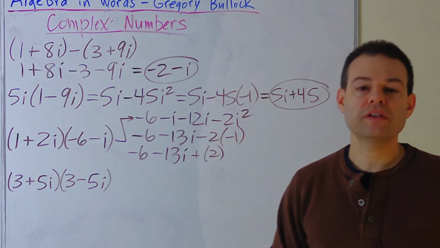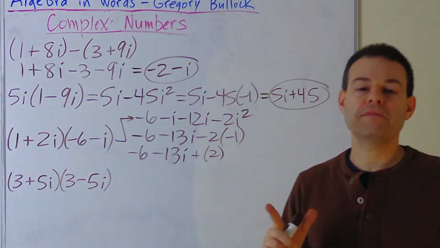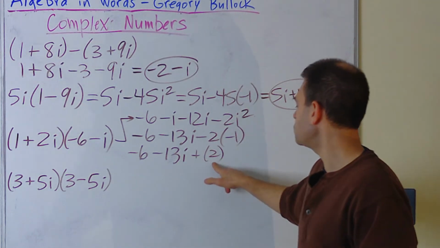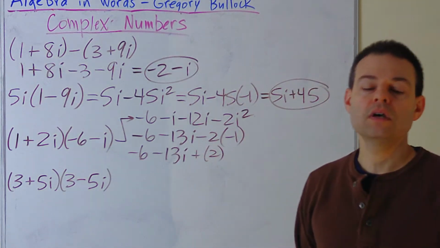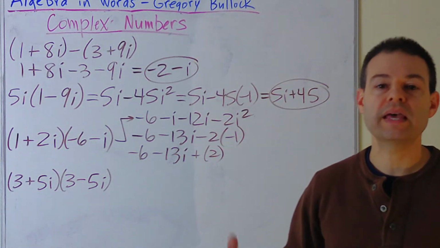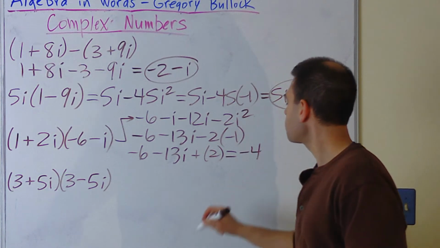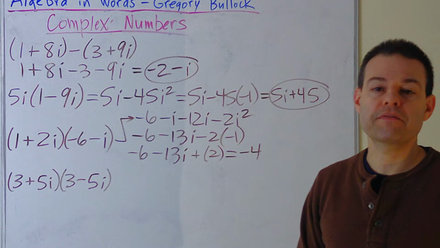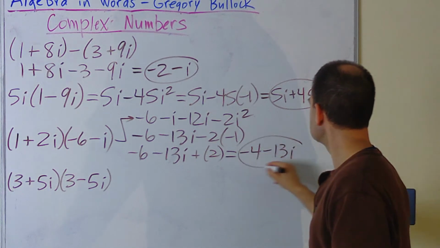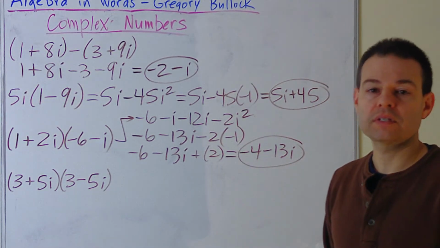And since we changed the I squared into a number, notice that there's going to be one final step of combining like terms, because we just created a new like term here of 2 with this negative 6. So now we can combine negative 6 with the just created 2 to get negative 4. And we just rewrite the negative 13I. And now we have our complex number, negative 4 minus 13I.